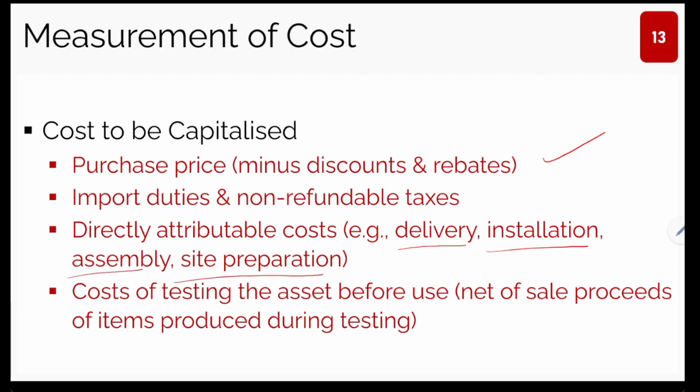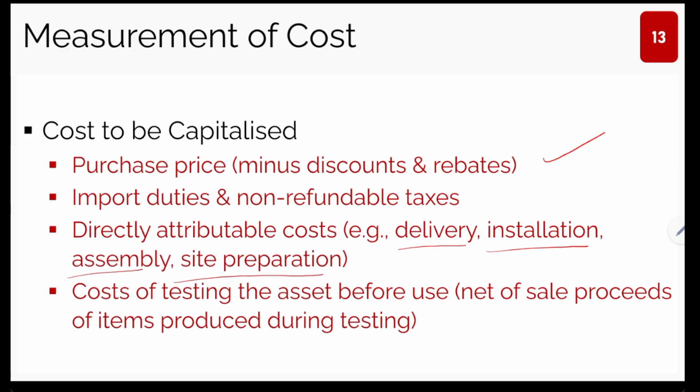Now, this is tricky, right? Sometimes the organization would have to buy raw materials to be able to test an asset to be sure the asset is doing well. And the cost of buying those raw materials to test it is actually going to be capitalized, right? But then there is a clause that, however, maybe you spent 200,000 naira to buy ingredients to be able to test the asset.